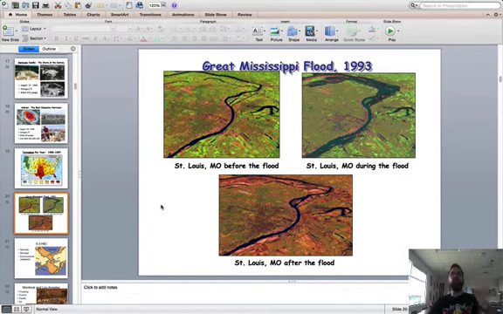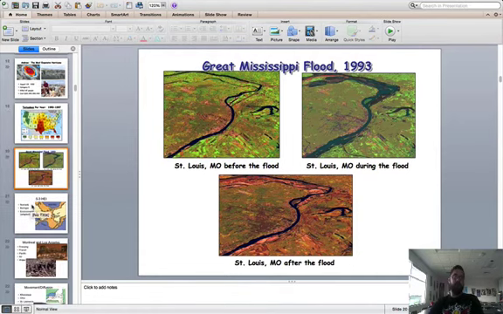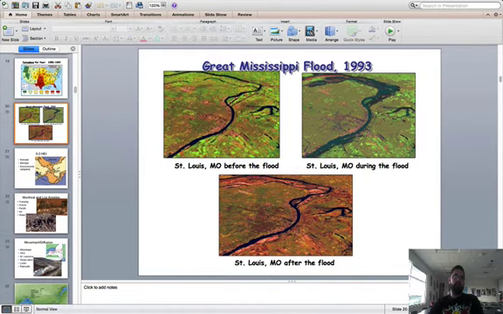All right, and then flooding. Flooding is mainly along the Mississippi River. So in '93, we had a huge flood along the Mississippi. You see St. Louis here. You see before the flood. During the flood, water's just everywhere. And then after, it's just mud and dirt and all that stuff. So flooding along the Mississippi can be quite horrific, as we've also seen with hurricanes in Louisiana.